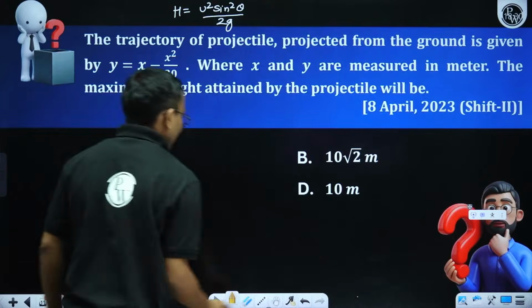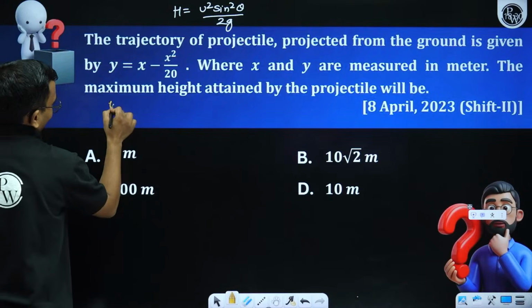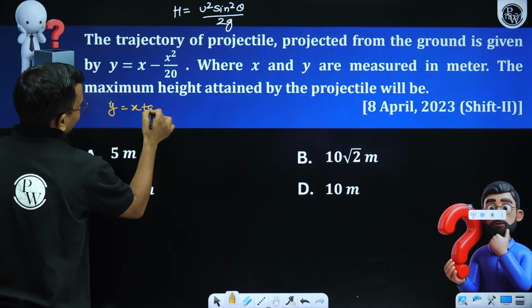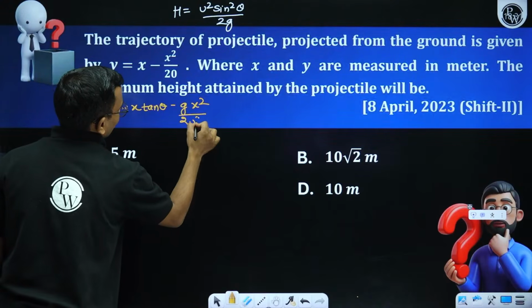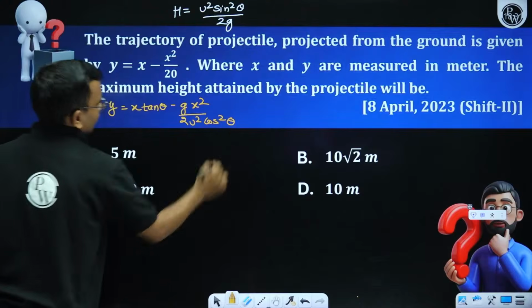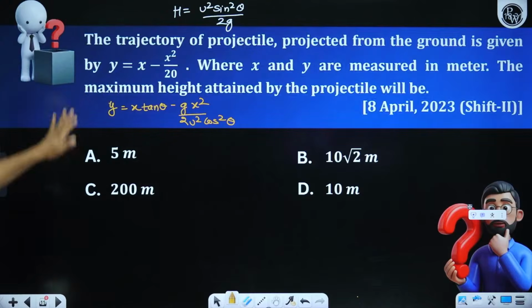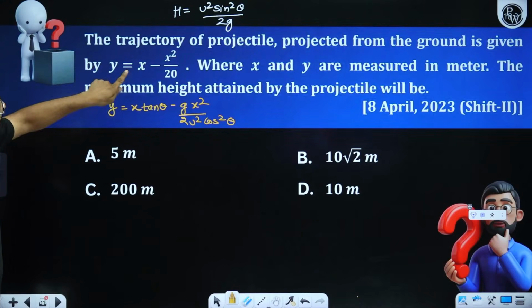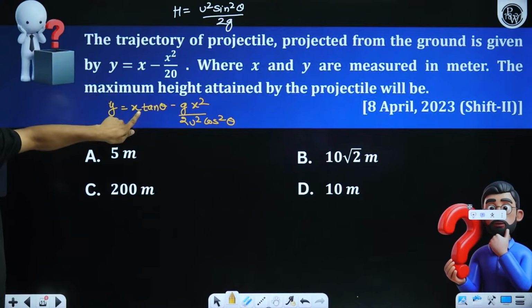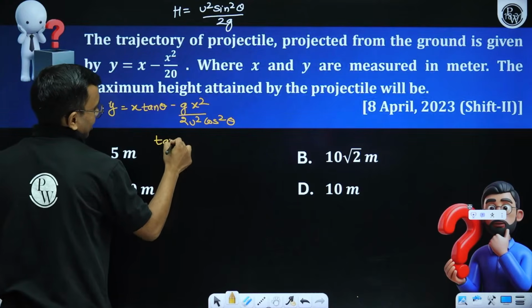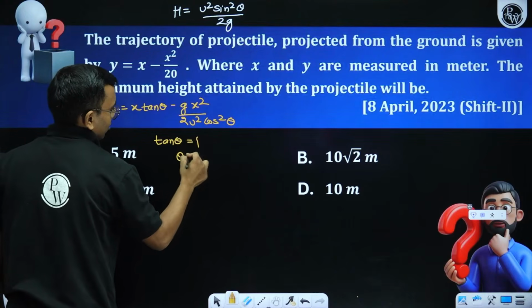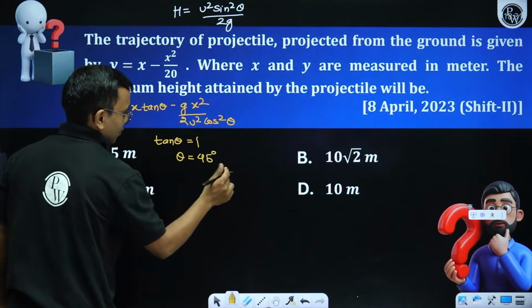Compare this equation with the standard equation. y is x tan theta minus g x square by 2u square cos square theta. This is the standard equation of trajectory. Compare these two. The coefficient with x is 1 here, tan theta. It means tan theta is equal to 1. Tan theta is equal to 1 means theta is equal to 45 degree.